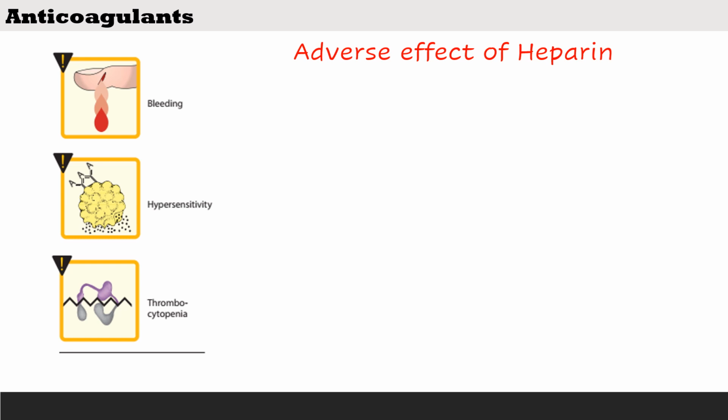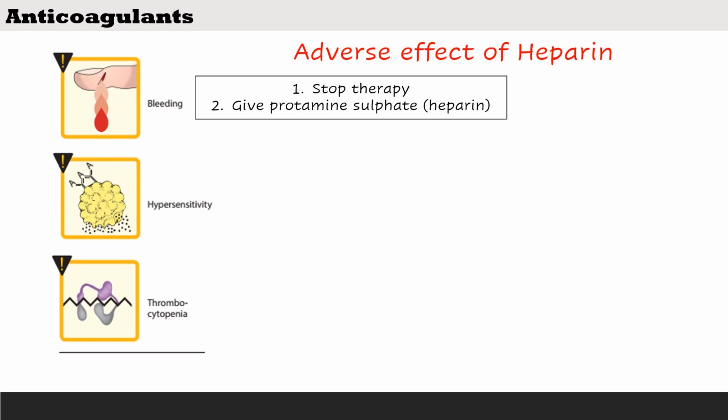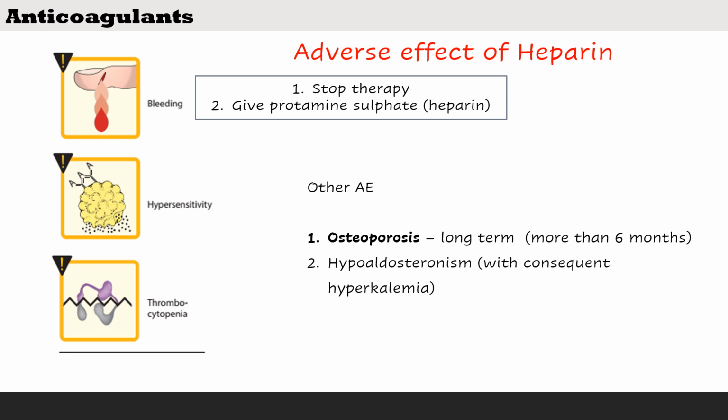Okay, so these are three major adverse effects of heparin. The major one is bleeding. Then you have hypersensitivity and thrombocytopenia. In cases of bleeding, either you stop giving heparin or you give protamine sulfate as an antidote when there is an overdose of heparin. Other adverse effects are osteoporosis, if it's used long term, and hypoaldosteronism with consequent hypercalcemia.